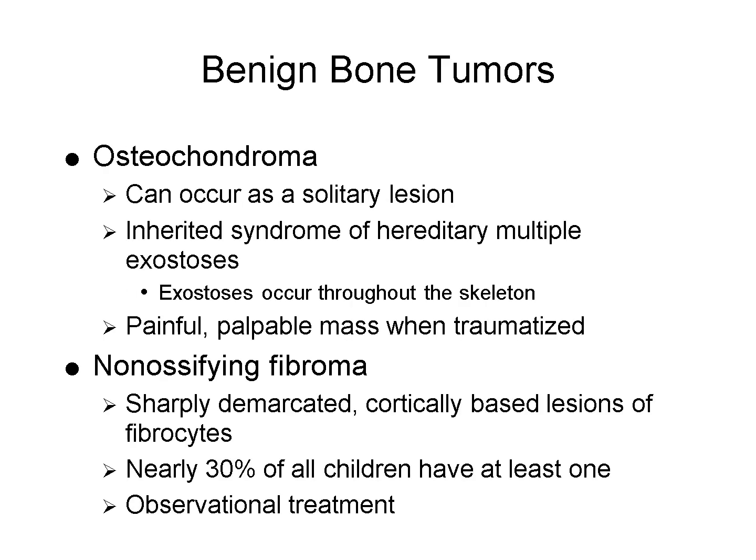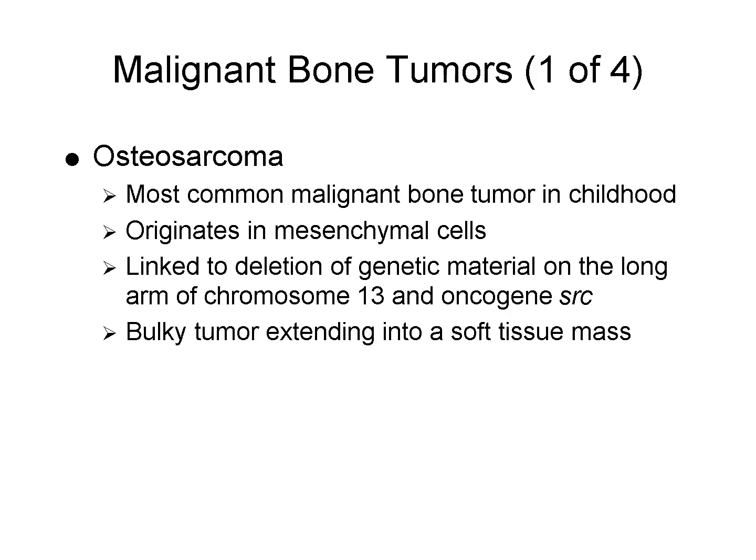Benign bone tumors in children are common and often discovered incidentally. Osteochondromas may be single or part of a hereditary syndrome and appear as bony protrusions. Non-ossifying fibromas are well-defined lesions seen on imaging and occur in nearly 30% of children. These are usually painless and managed with observation.